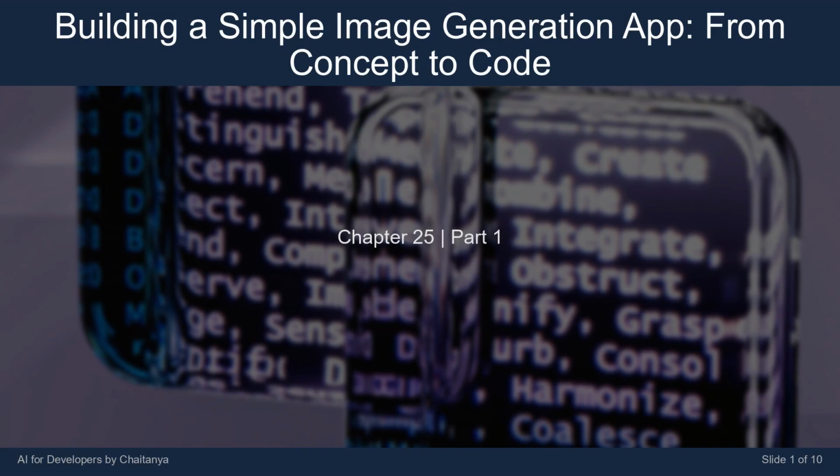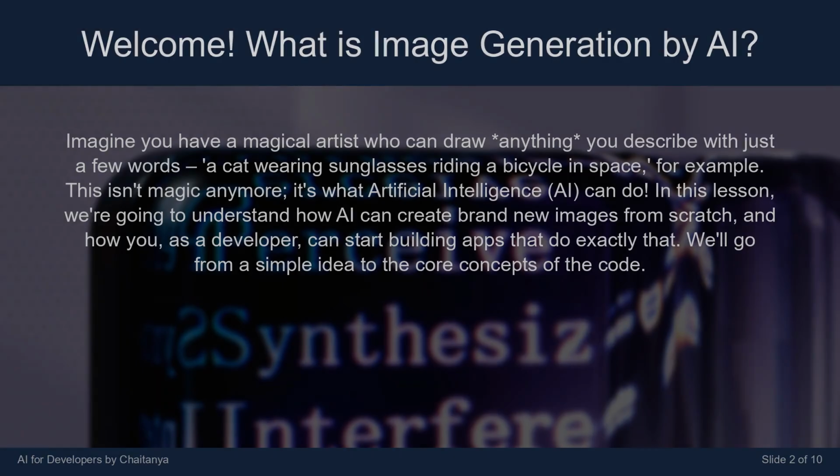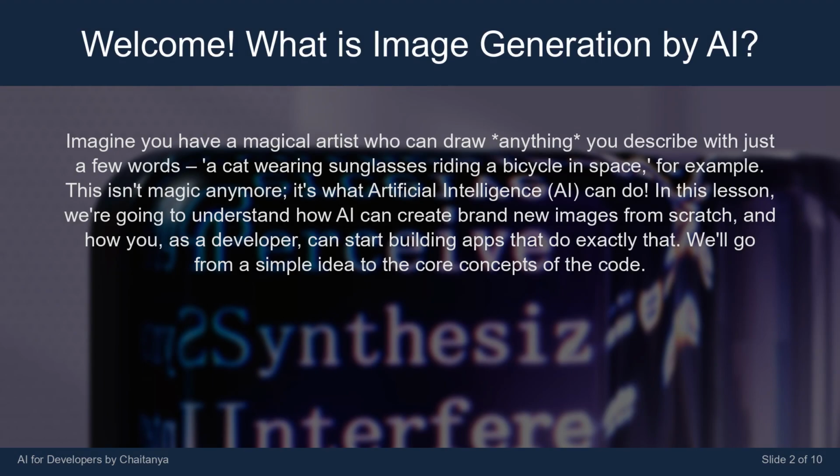I'm Chaitanya Talking Bot. Today's lesson is titled Building a Simple Image Generation App: From Concept to Code. Imagine you have a magical artist who can draw anything you describe with just a few words. A cat wearing sunglasses riding a bicycle in space, for example. This isn't magic anymore. It's what artificial intelligence, AI, can do.